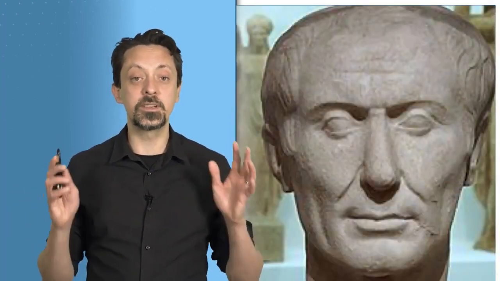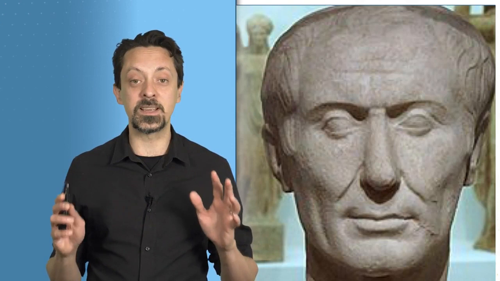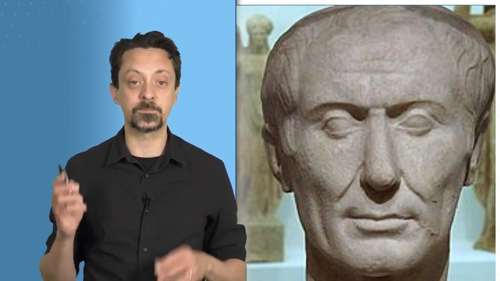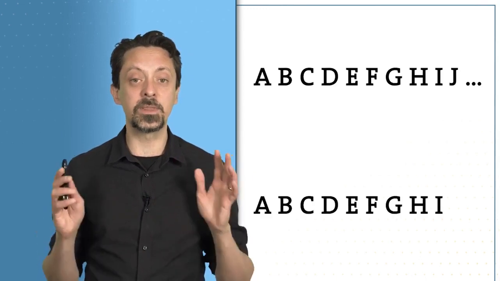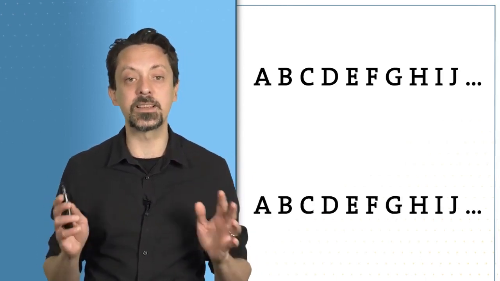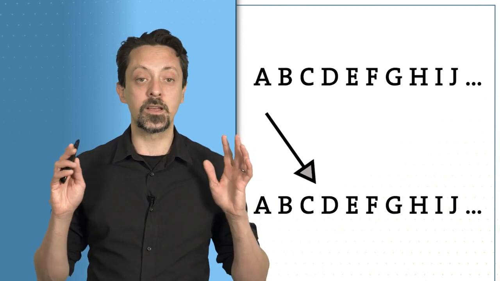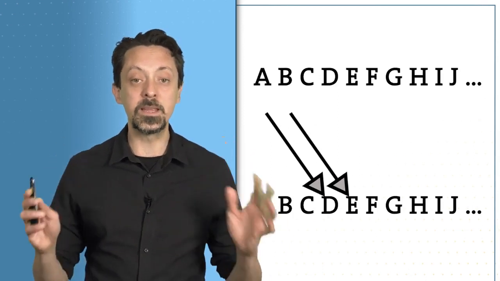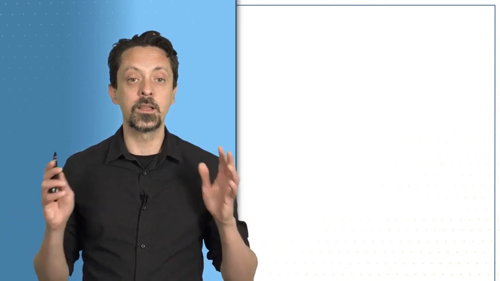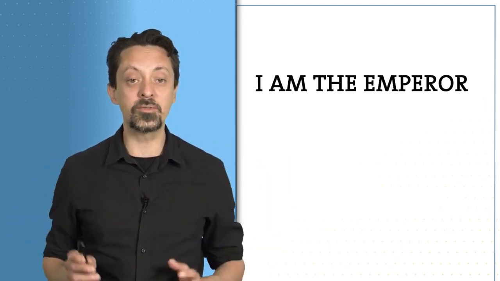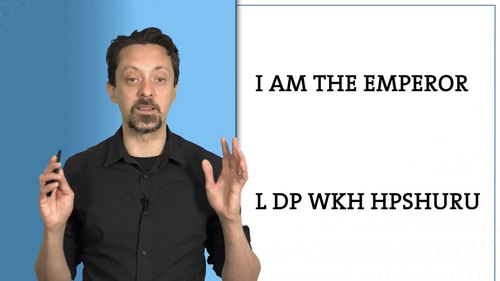Encryption isn't new. The Roman Emperor Julius Caesar would send secret messages in a special code. He'd take each letter of the message and replace it with the letter 3 places along in the alphabet. So A becomes D, B becomes E, and C becomes F. So the message, "I am the Emperor," ends up looking something like this.